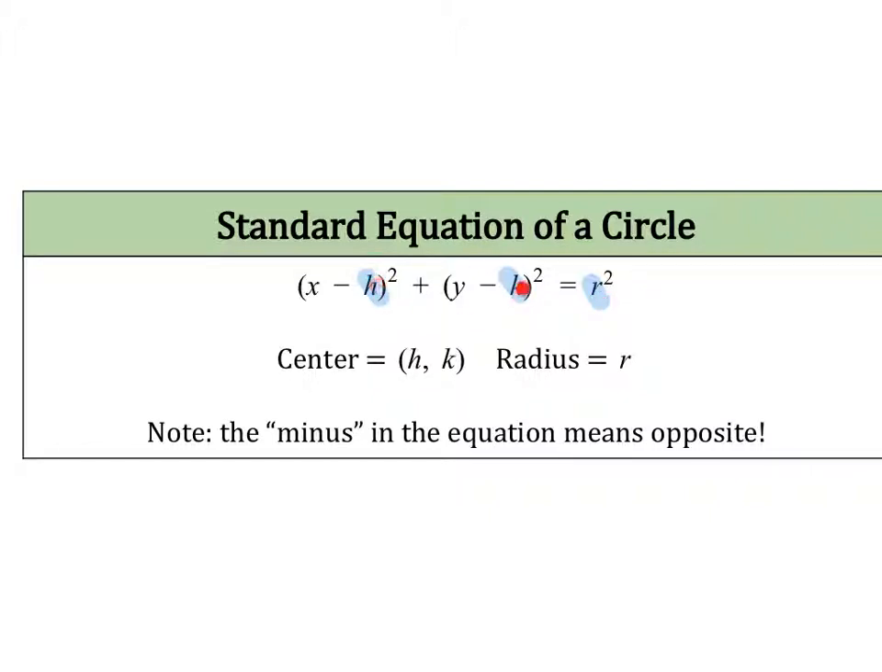H and K are always going to represent the two parts of the coordinate for the center of our circle. R is always going to represent the radius of our circle. Two important things to note. This equation has minus signs built in, which means that you are going to have to use the opposite value for the center. For example, if this said x minus 2, we would actually use positive 2.